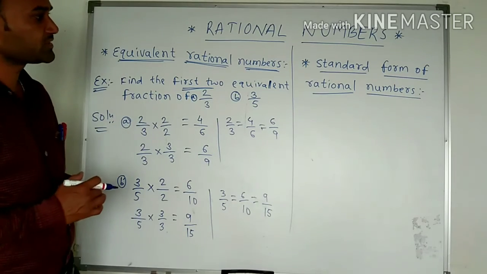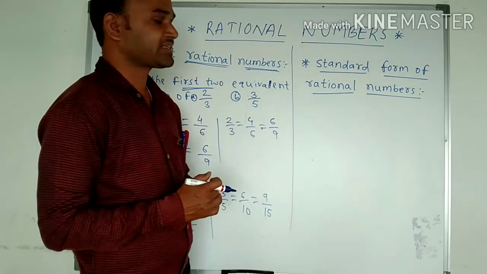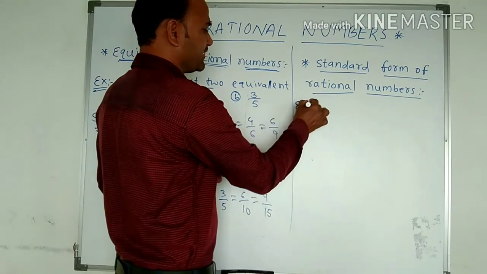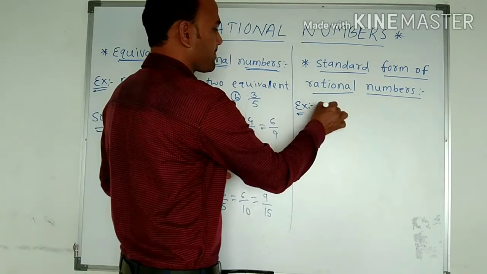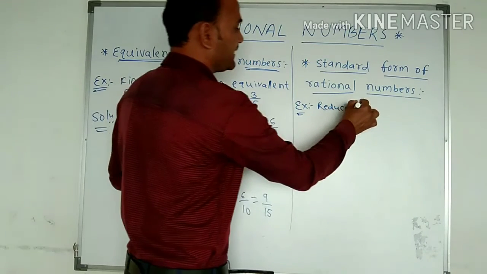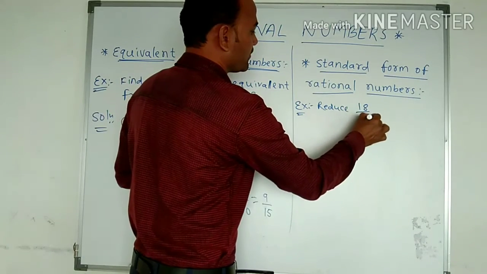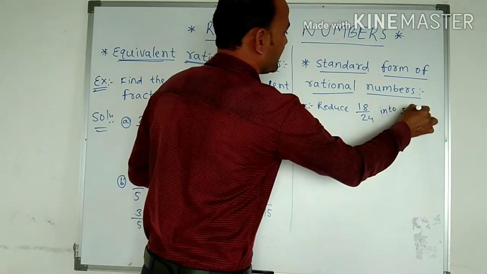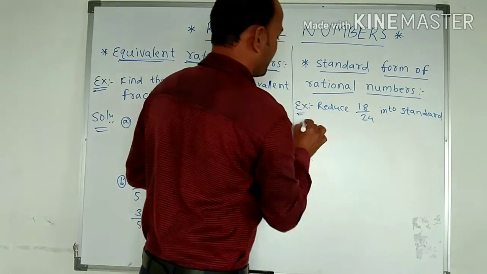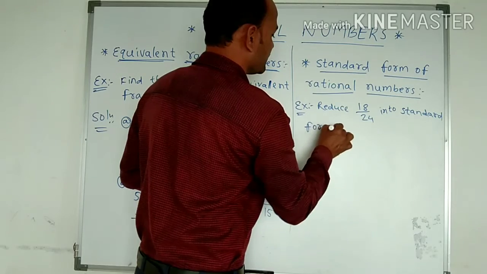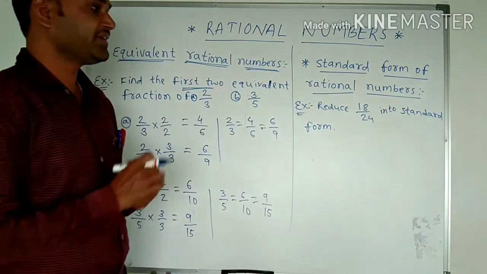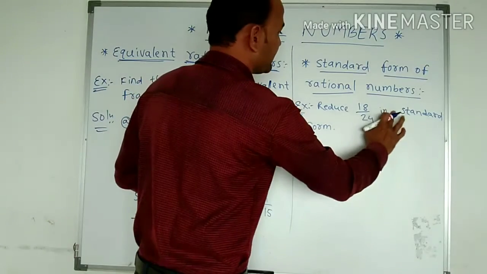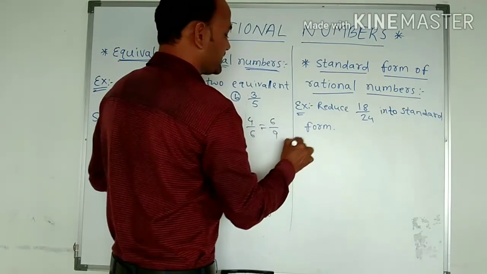So here we'll move towards the next topic, the standard form of rational numbers. For any given number, for example, reduce 18 upon 24 into standard form. We have to reduce 18 divided by 24 into the standard form. How? Let me see how we can do this.